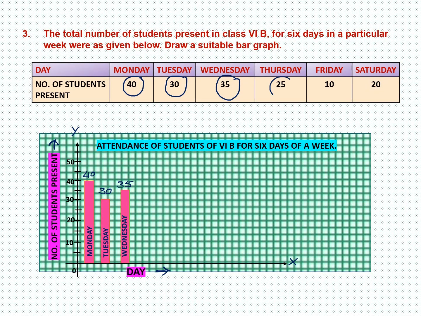Now Thursday, it's 25. Now where is 25 here? Again, 25 is between 20 and 30, the line that you can see. That is 25. So draw your graph in line with 25.